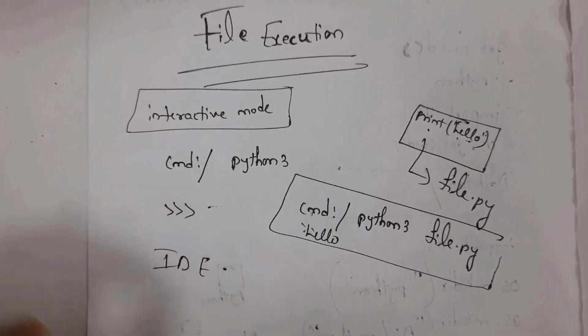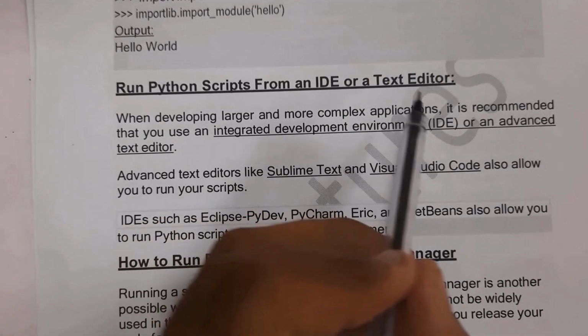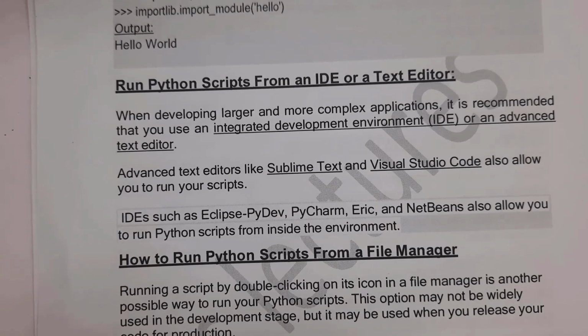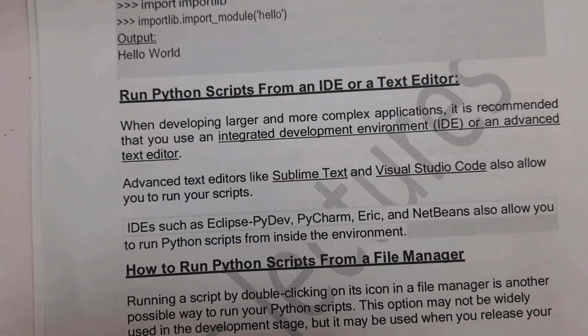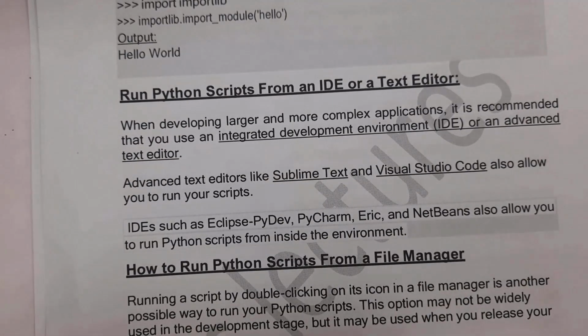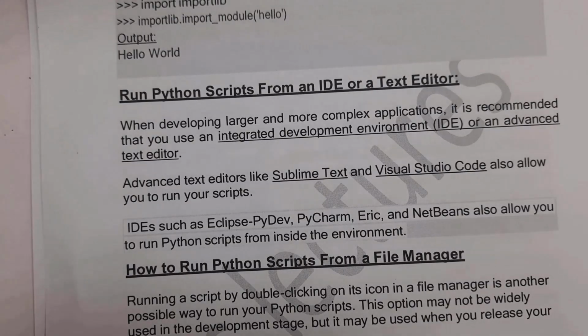Third way to run a Python program is by using IDE or text editors. There are so many advanced text editors that are present in order to run Python script. Some of the examples are Sublime Text editor and next one is Visual Studio Code. These are two famous text editors to run Python script. And next one is by using an IDE, that is nothing but Integrated Development Environment. You can use various IDEs like PyCharm and NetBeans and so on in order to run Python script.